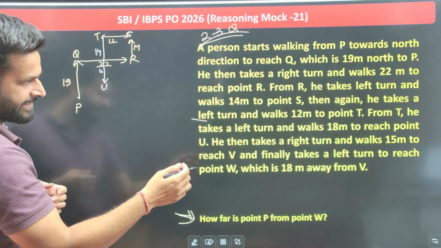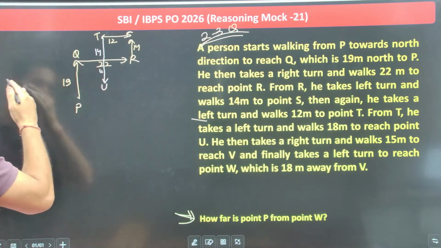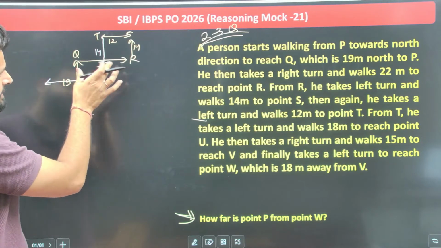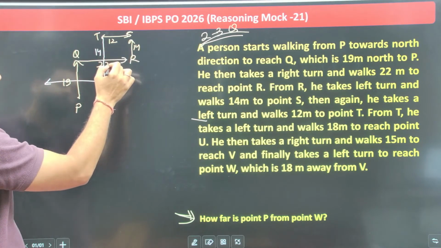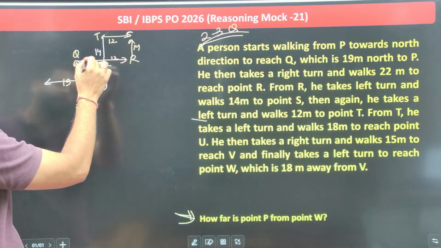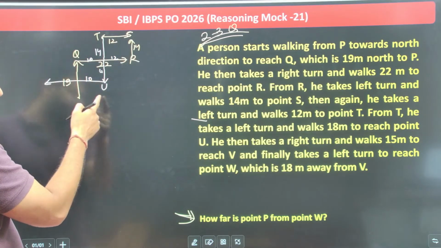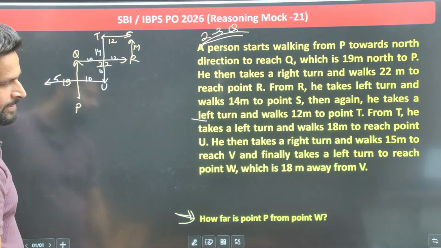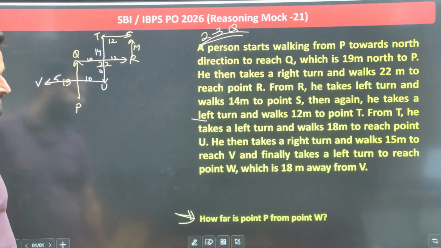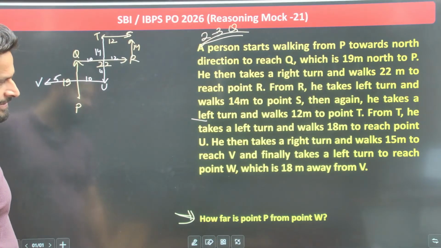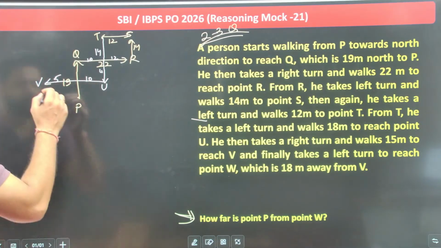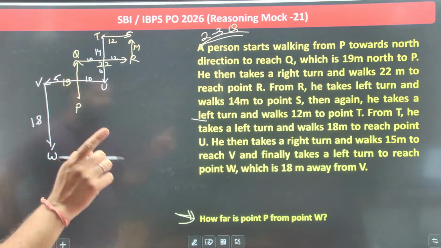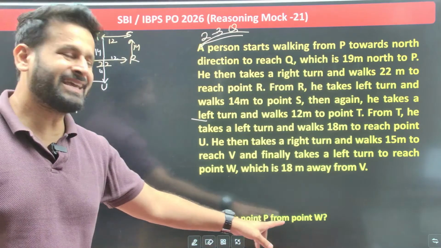He then takes a right turn 15. This was 22, 12. So can I say that this is 12 and this is 10? So this is 10 and the total is 15, so this will be 5, to reach point V. Finally takes a left turn 18 to W. The question is, how far is P from W?